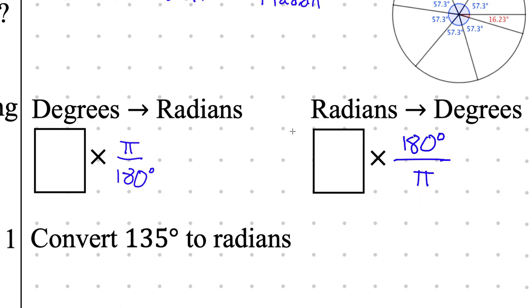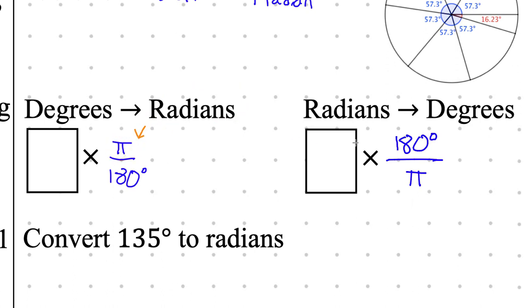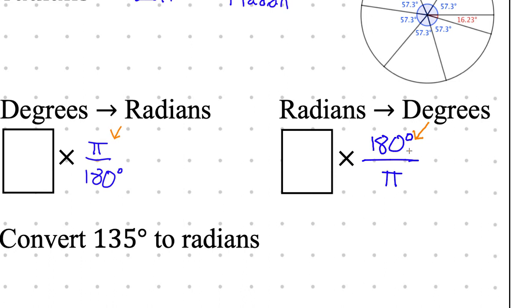The way that I remember these is, what do I need? Whatever I need, I put on the top. So this pi is in radians. The pi was on the top. I want radians, so we'll make sure that the radians is on the top. If I want degrees, the degrees should be on the top, 180 degrees. Whatever I want needs to be in the top of that fraction, the numerator of that fraction.